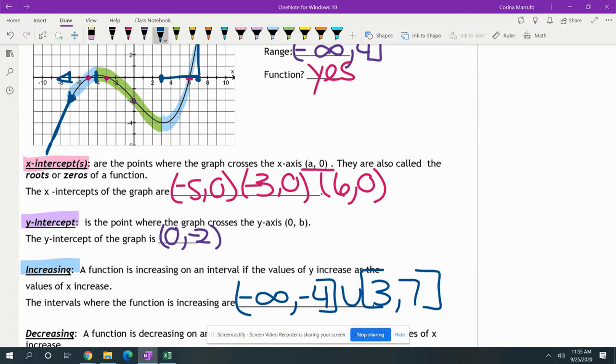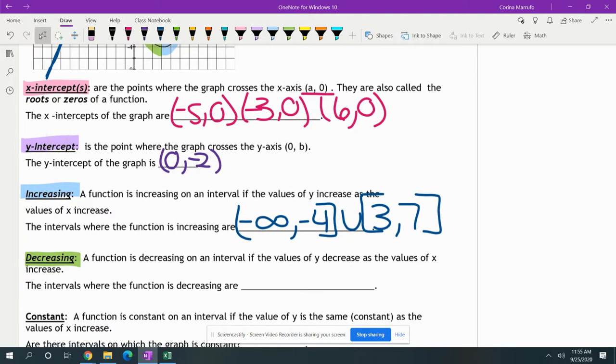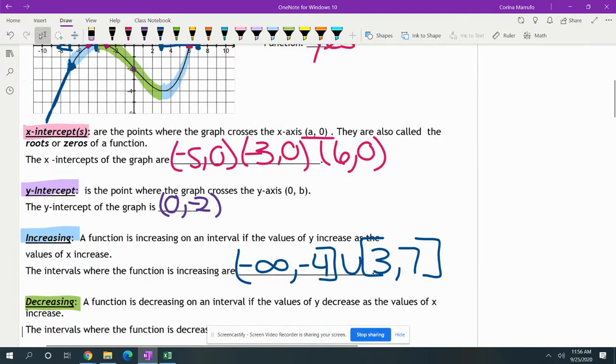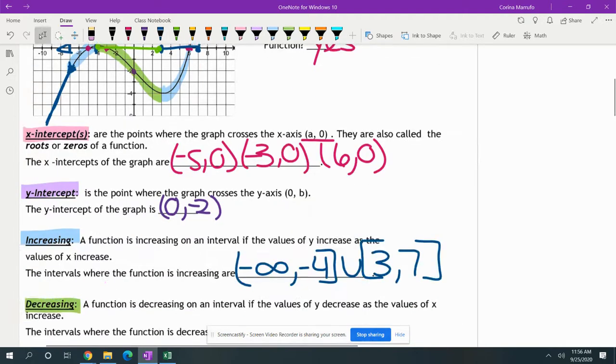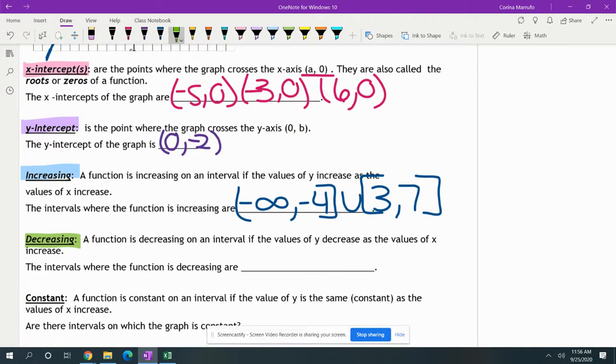Okay. Now decreasing. Where is our graph going down? A function is decreasing on an interval if the value of y decreases as the value of x increases. If we look, the interval where it is decreasing will be from right here to here. This is the only section of our graph that's decreasing. So from negative 4 to 3. And that's it.